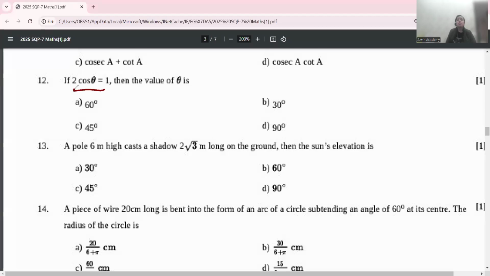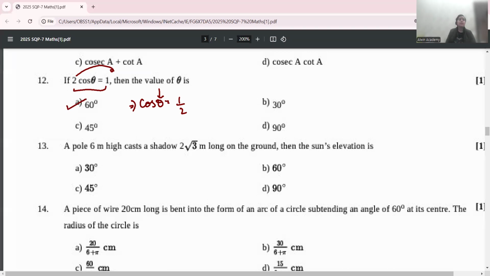Going to the next question, if 2 cos theta is 1, then the value of theta is. Now 2 cos theta is 1. I'll transpose 2 to the other side. I get cos theta is equal to 1 by 2. Now for which value of theta do we get cos theta as 1 by 2? It is 60 degree, option number A. Going to the next question.